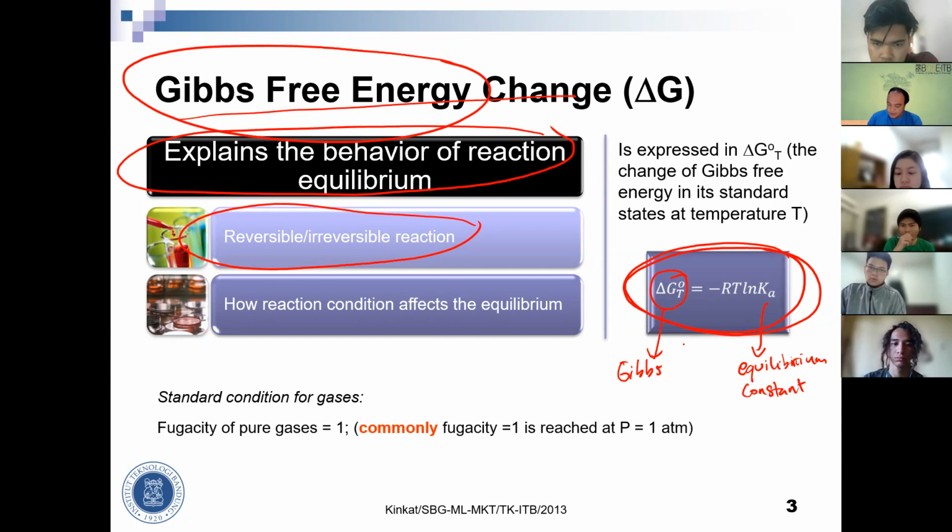Yes. So we can evaluate the equilibrium constant. We can evaluate the equilibrium condition when we know the Gibbs free energy of the reaction by using this formula.